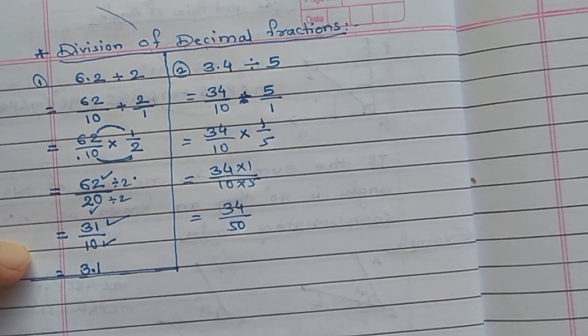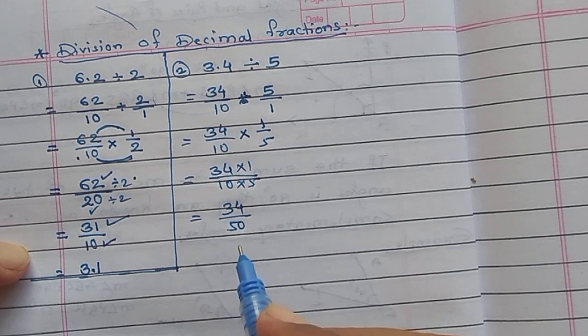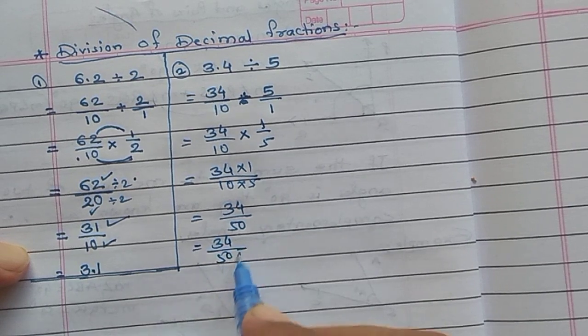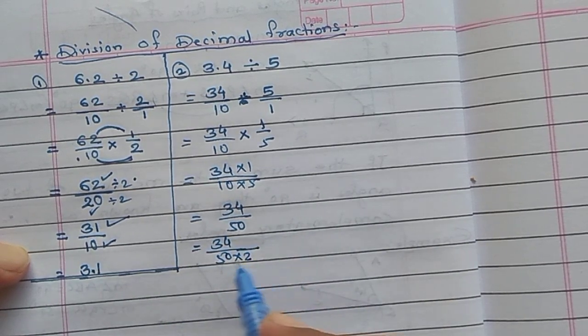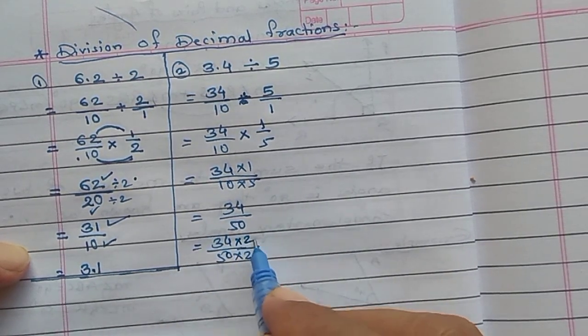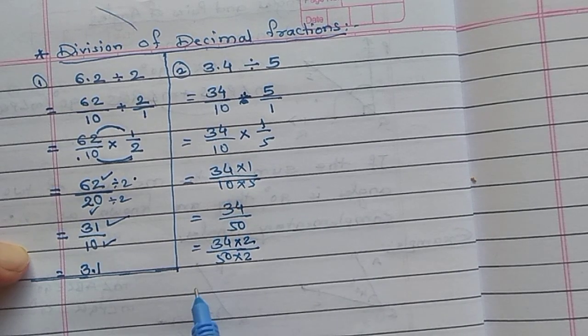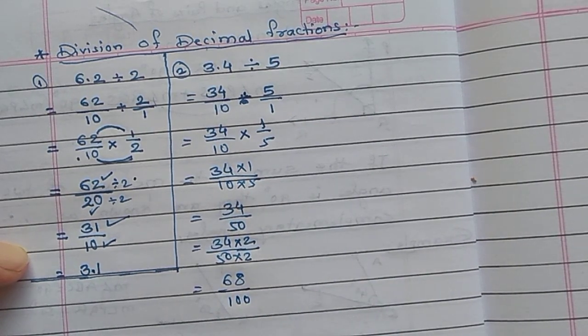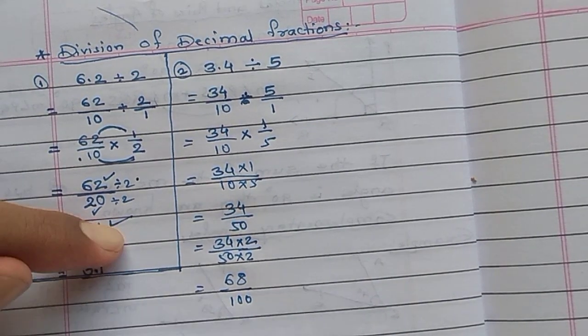But we cannot divide 34 by 5. Then what to do? Convert this 50 into 100, multiplied by 2. Now the denominator is multiplied with 2, so the numerator also will have to be multiplied with 2. The answer we get is 34 2s are 68 upon 50 2s are 100. So the answer we got is 68 upon 100.